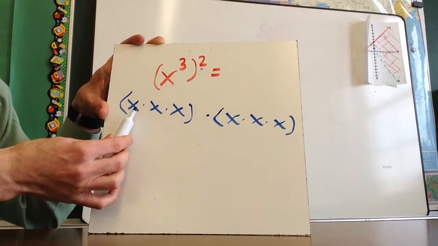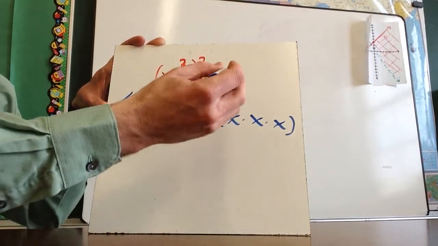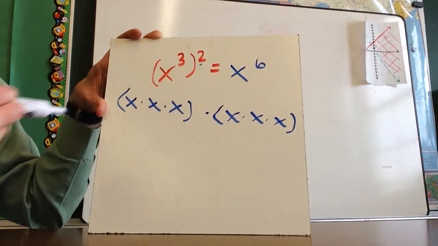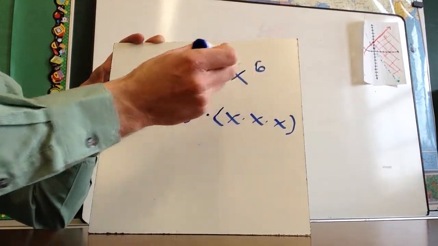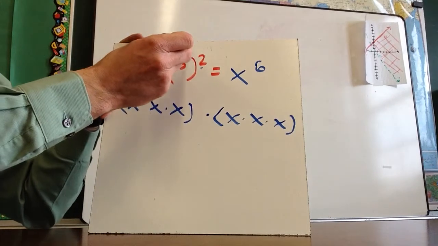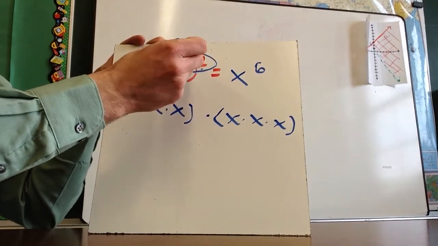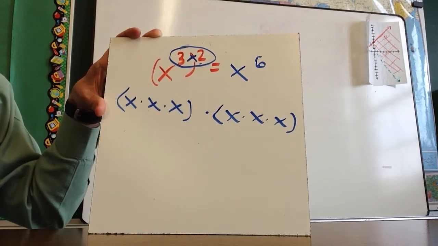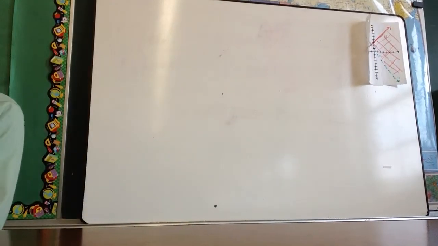And as you can see, there are 1, 2, 3, 4, 5, 6. So this would be x to the sixth, which is going to lead us to our shortcut, which would say that I could take these two exponents and multiply them together, and that would get me to the sixth.